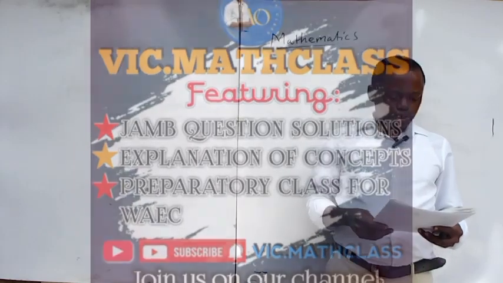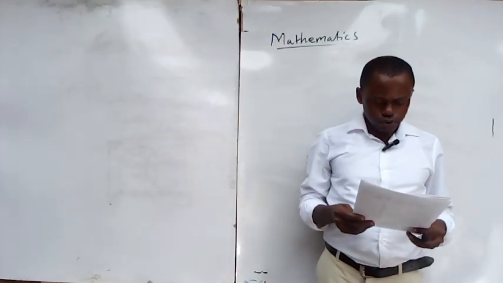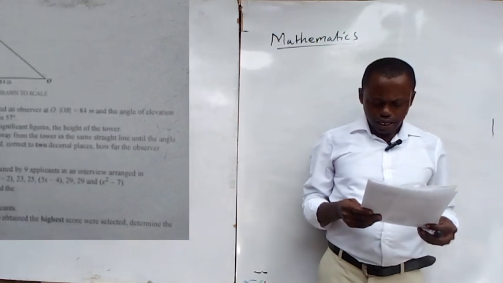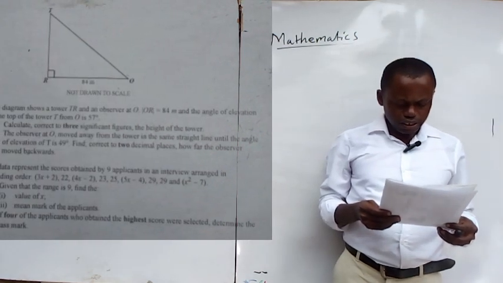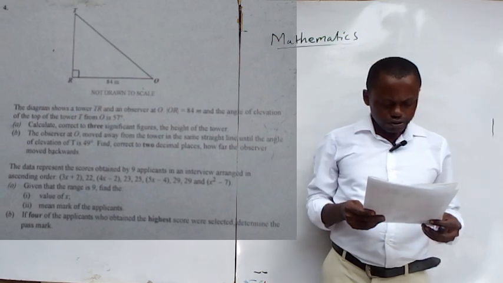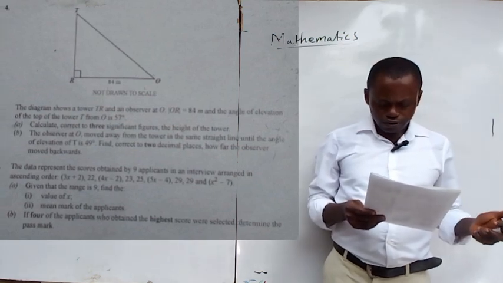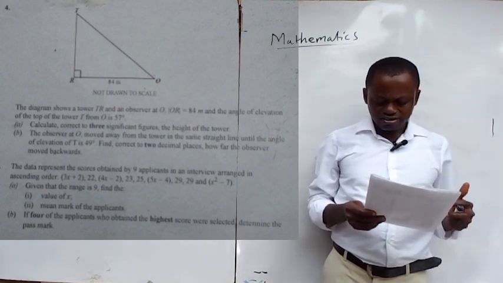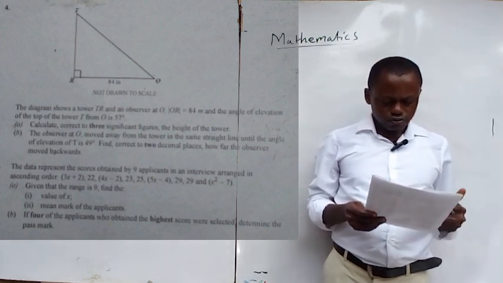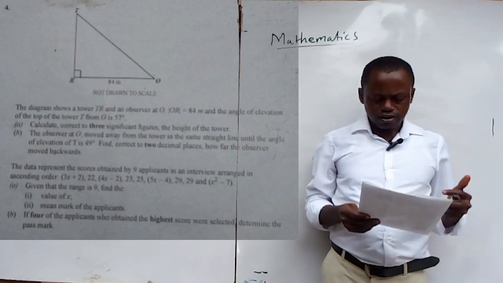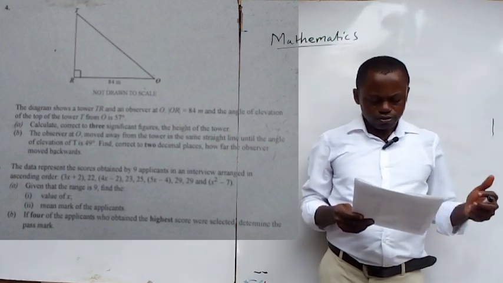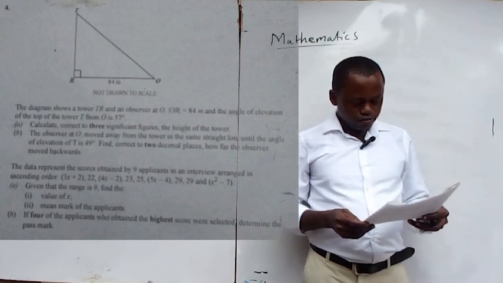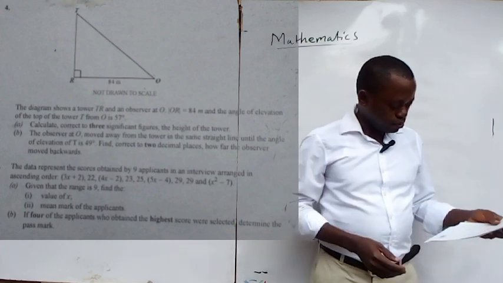All right, this 4th question I want to look at says, the diagram shows a tower here and an observer at O. OR is 84 meters and the angle of elevation of the top of the tower T from O is 57 degrees. Calculate, correct to 3 significant figures, the height of the tower. The observer at O moves away from the tower in the same straight line until the angle of elevation of T is 49 degrees. Find, correct to 2 decimal places, how far the observer moved backwards. So let's see how far the observer moves backwards and the height of the tower.